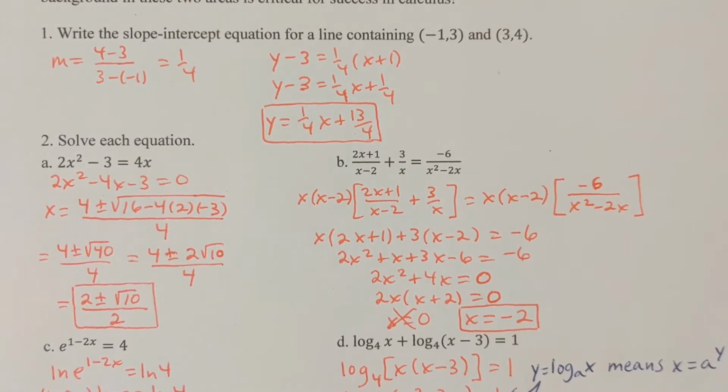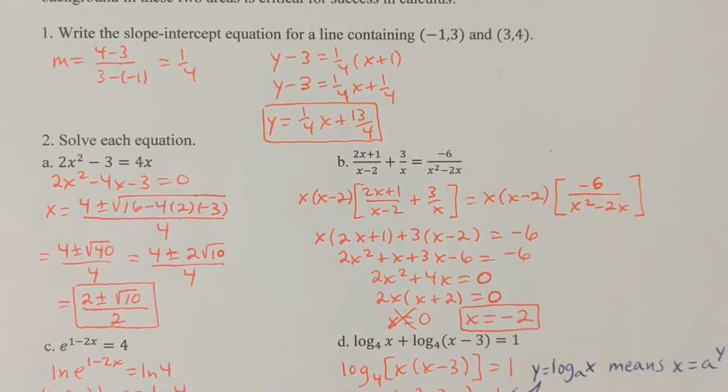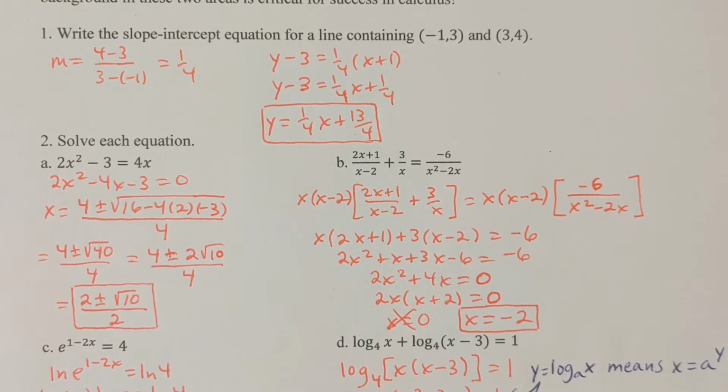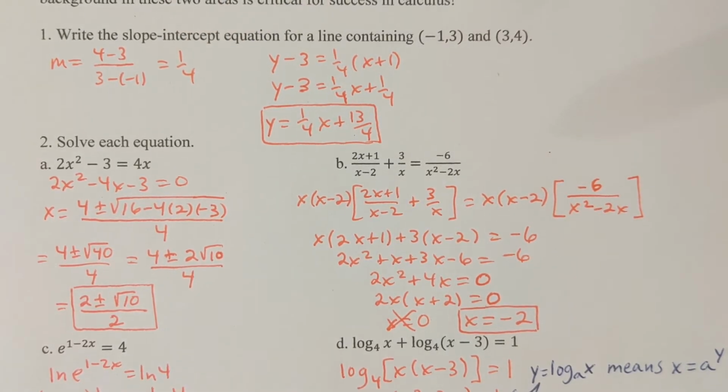Problem 1, write the slope-intercept equation for a line containing the points (-1, 3) and (3, 4). Okay, the first thing that we need to do is find the slope of this line. Change in y over change in x. So 4 minus 3 divided by 3 plus 1 reduces to 1/4. The slope of this line is 1/4.